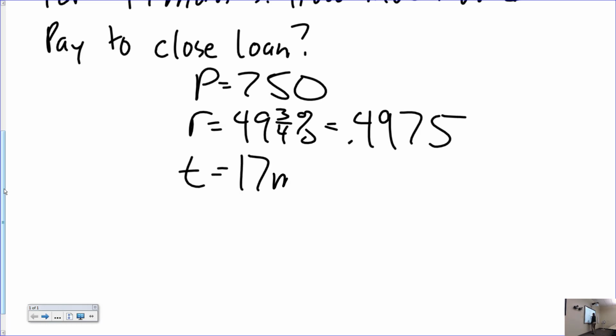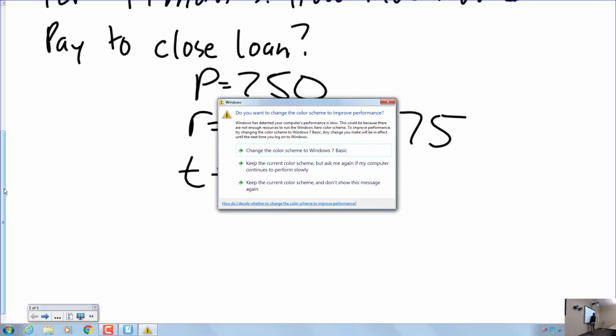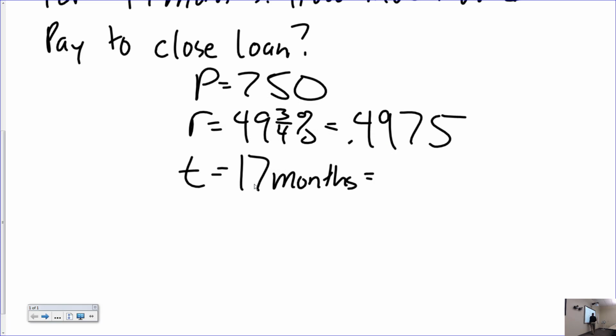17 months. What do we have to do with time again, folks? Turn it into years. How many years are there in 17 months? 17 twelfths, right? One and 5 twelfths. You guys are making me nervous. It's 1 year and 5 months. But I want it in years, with not the word months ever. So 1 and 5 twelfths. That's what I said.